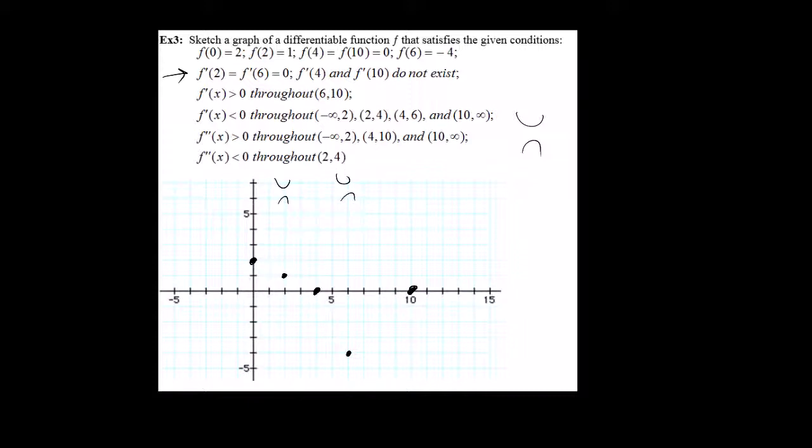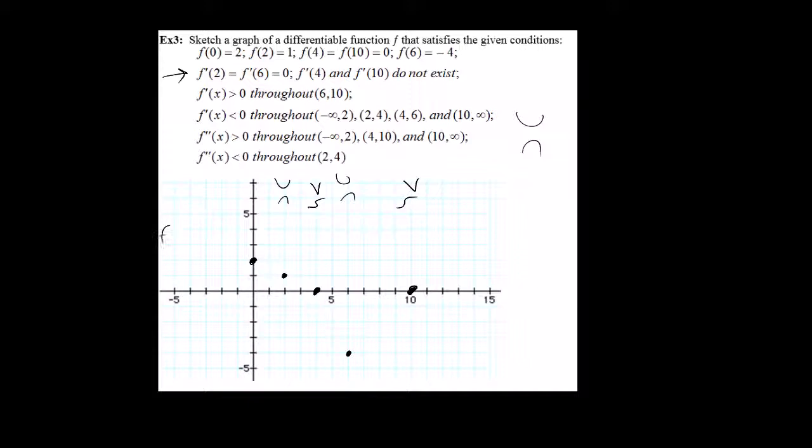F prime of 4 does not exist, and f prime of 10 does not exist. So that means that we either have a cusp or we have a turn, something like that. So we know f prime of x is greater than 0. If our derivative is greater than 0, that means our slope is greater than 0. So our slope is positive between 6 and 10.